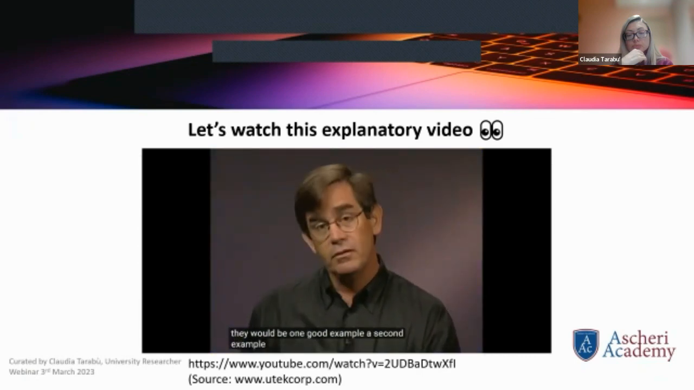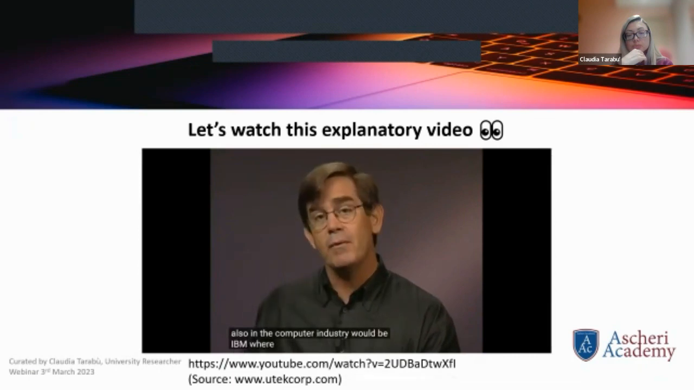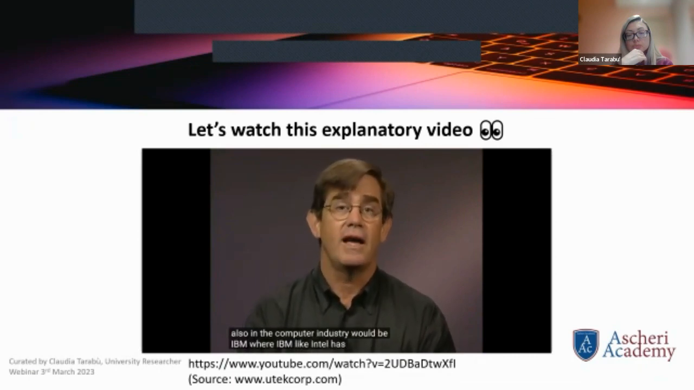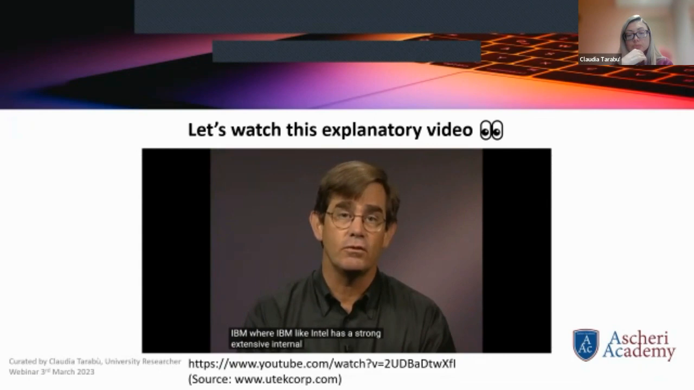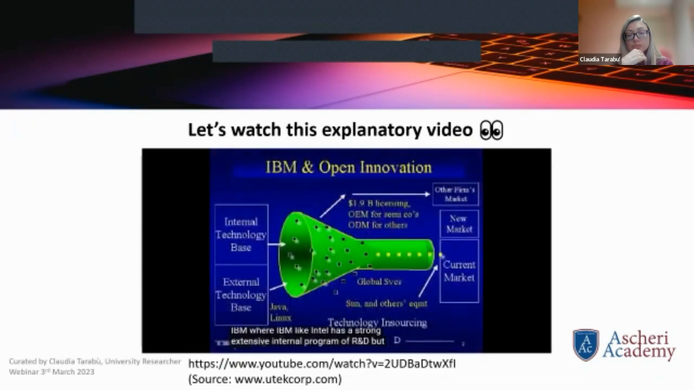A second example, also in the computer industry, would be IBM, where IBM, like Intel, has a strong, extensive internal program of R&D, but they leverage and extend that by partnering with open source software projects, for example, think of Linux or Java, and then building complementary goods that build on top of that, and then wrapping around that their IBM Global Services offering that installs all of that on the customer's premises to the customer's requirements.